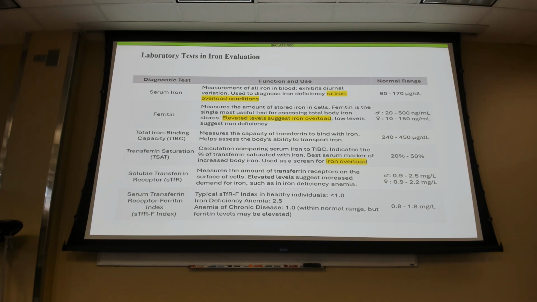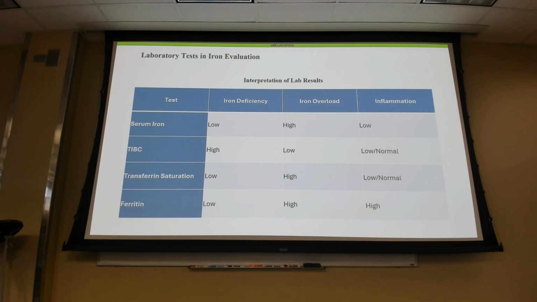There's your TSAT levels and then your receptor levels. You gotta be able to interpret some of this stuff, right? Ferritin, TIBC, in different disease states, where they're going up, down, you gotta be able to figure that out. And there you can kind of go a little bit of a chart, right? So serum iron low, iron deficiency, you can kind of see what they're doing. What's your transferrin?